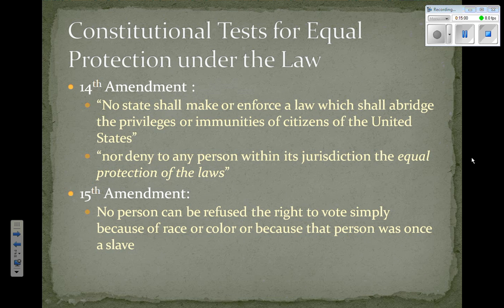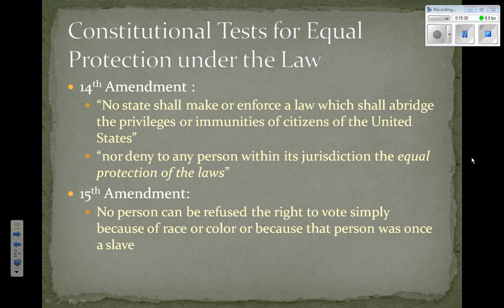equal protection under the law. So again, like I was saying with the 14th Amendment, huge, huge, huge. You're going to have to make sure you go and read the 14th Amendment. But it also talks about guaranteeing that those laws that are federal get applied back down to the states. So no state shall make or enforce a law which shall abridge the privileges or the immunities of citizens of the United States.